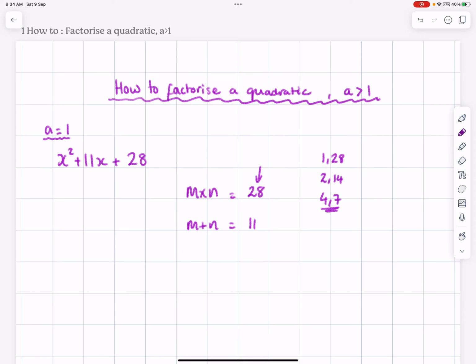And when I find those two numbers, if a equals 1, I can just plug the two numbers straight into my factorization. The factorization of x squared plus 11x plus 28 is either (x plus 4)(x plus 7) or (x plus 7)(x plus 4). It doesn't matter which way round you write that. Okay, that's a equals 1.